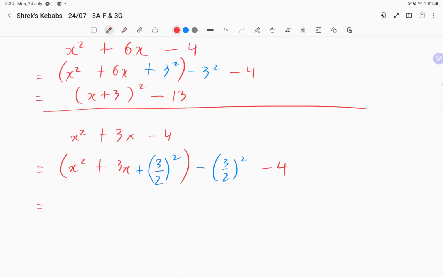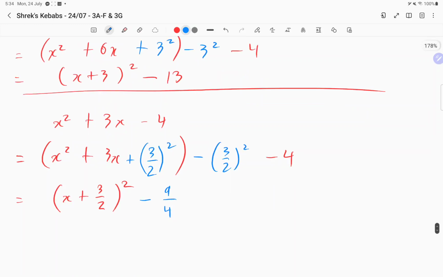What's in the brackets, Amani? What's the completed square? X plus 3/2. Yes, you don't need the brackets, it's just 3/2. Very good, and then this one would turn into 9 over 4, not over 2, you have to square both top and bottom. And then how do we subtract 4 from this? Make that into a bracket and then make it the same denominator.